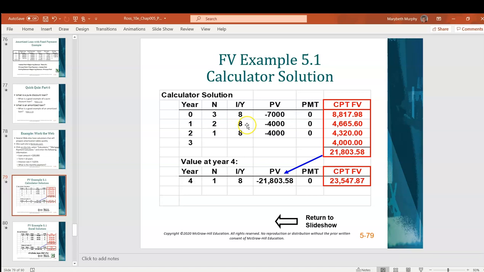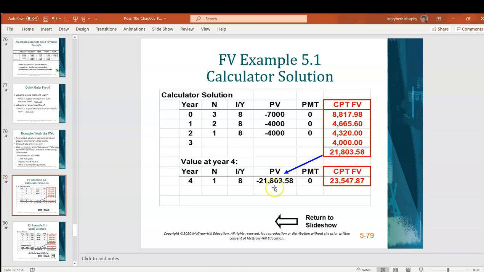In year 1, the payment made at the end of year 1 will earn interest for 2 years at 8%, $4,000, and that'll give us 4,665.60. In year 2, we're going to put another payment of 4,000 that'll earn interest in year 3 at 8%. 4,000 is 4,320, and in year 3, we're going to have the 4,000 that we deposit at the end, which will give us the 21,803.58.